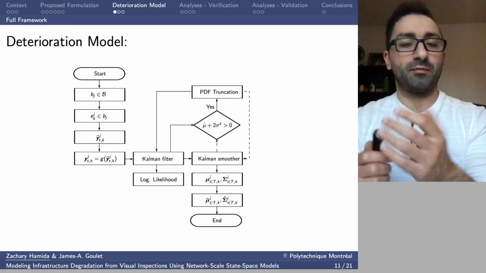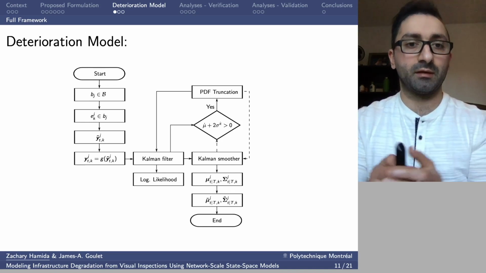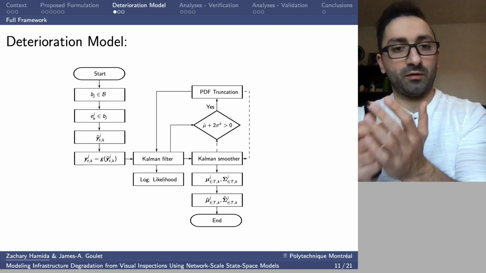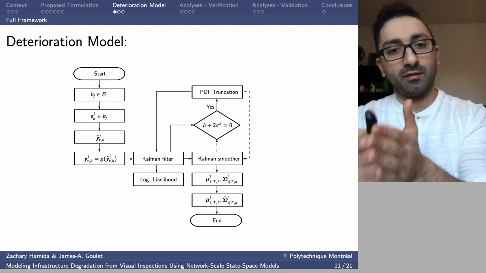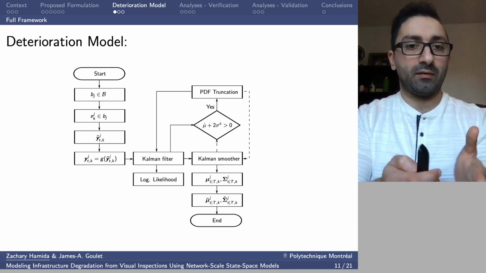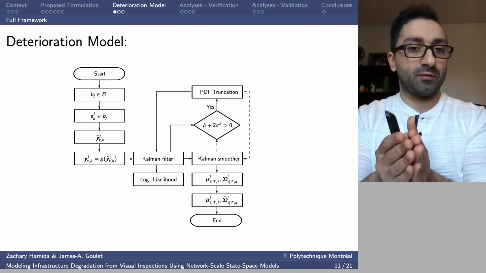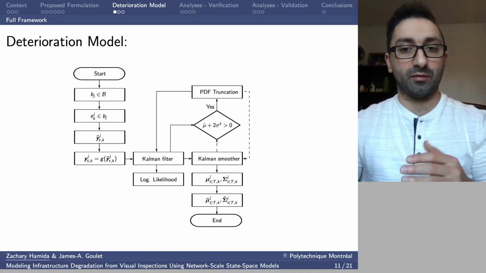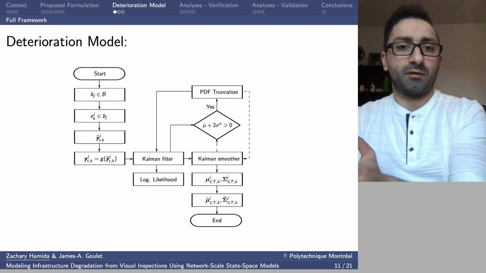So for a given bridge, out of the set of the bridges in the network, and for a given structural element in this bridge, we have the inspection data in the original space, which is y tilde. Now we pass this inspection data into the transformation function g, and we get y. Now we have the transformed inspection data, which is unconstrained from minus infinity to plus infinity. Now, what we do is that we pass it into a Kalman filter.